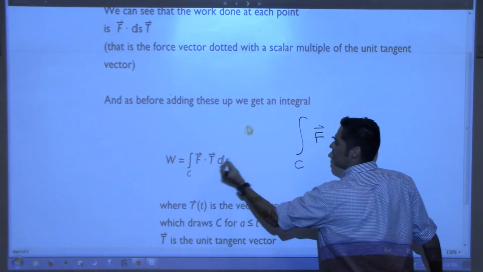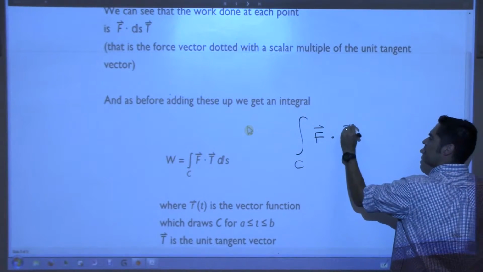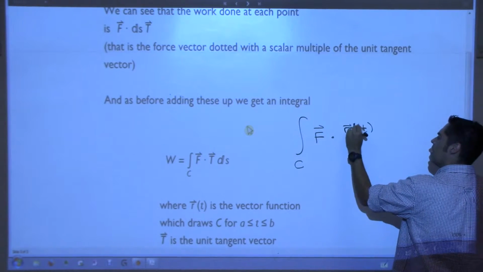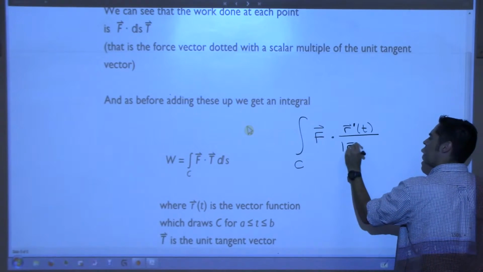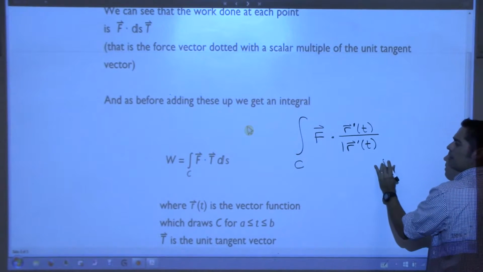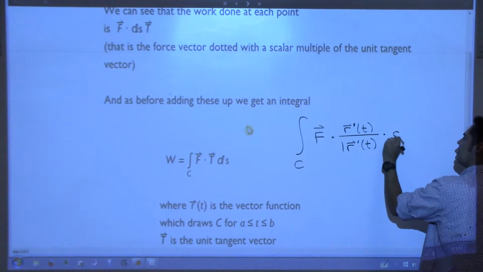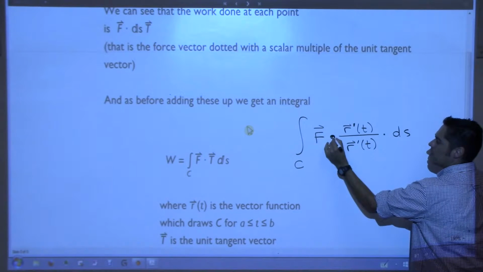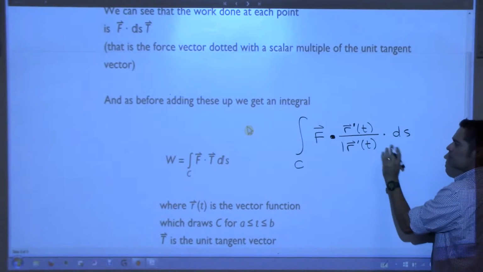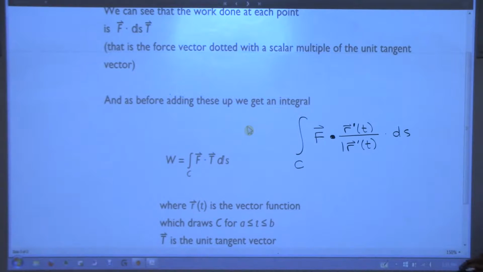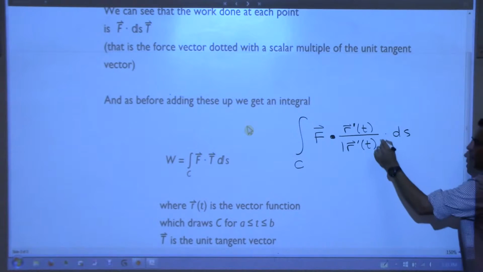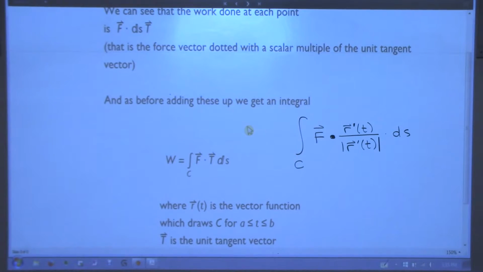What is capital T? We said it was the derivative of r over its own length, right? And then we have times ds. Now be careful here. This is a dot product. This is scalar multiplication. Okay, that's scalar multiplication. I forgot my absolute value here. But what is ds? What's ds?